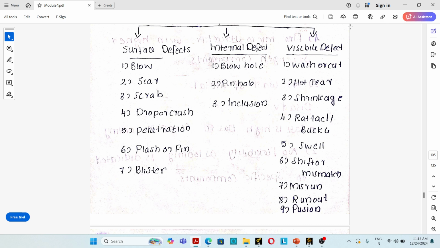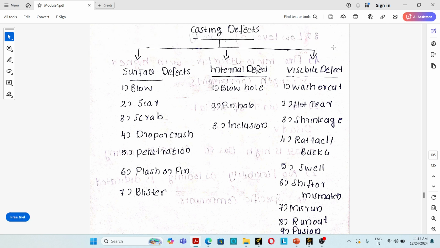This is the 10th class of Manufacturing Process Module 1. In this section, I am going to discuss casting defects. This is the last class of Module 1 actually. After discussing casting defects, we can wind up Module 1. Casting defects are basically classified into three types.